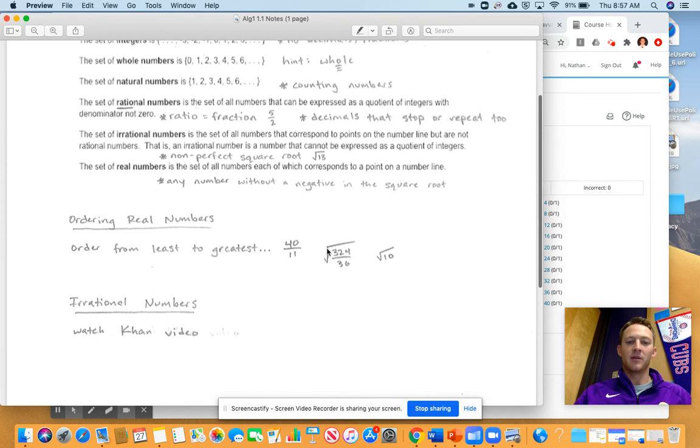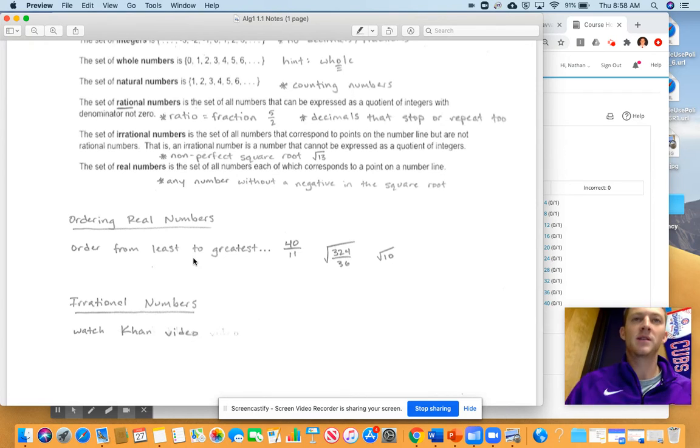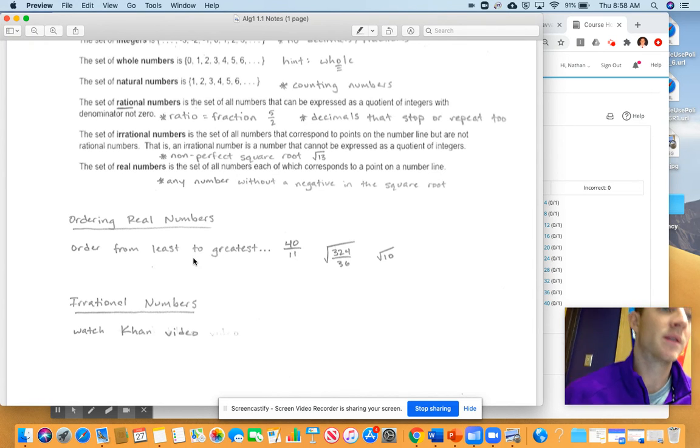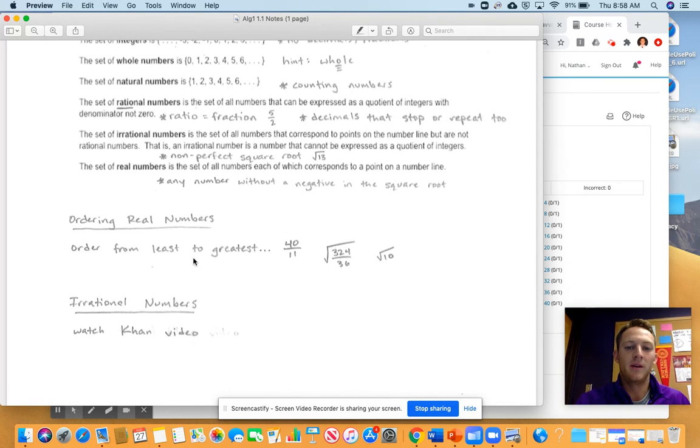So plug these into a calculator, see what you get, and I want you to order them from least to greatest. Just double checking my notes, the smallest number would be the square root of 324 divided by 36. The middle number would be the square root of 10, and the biggest number would be 40/11.